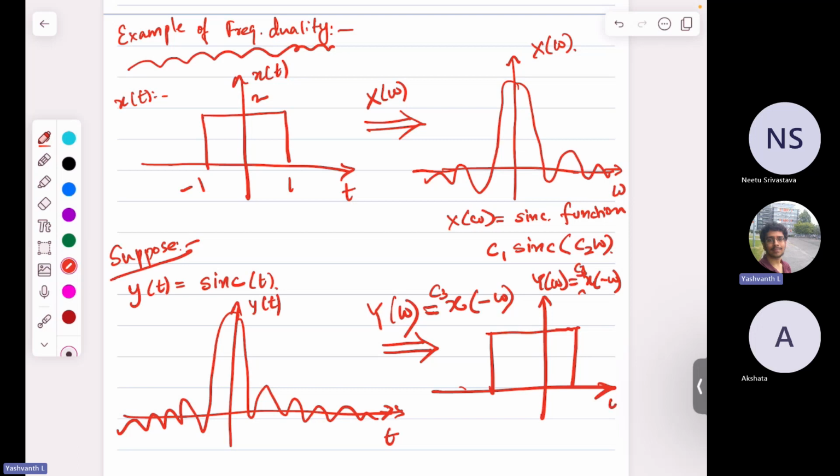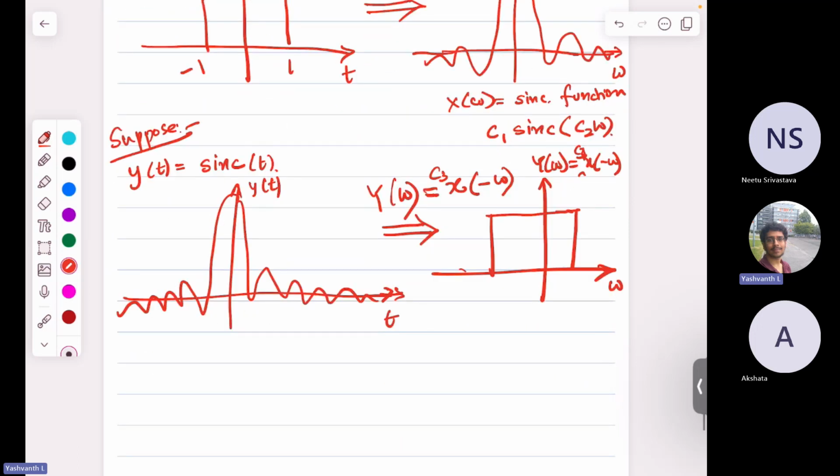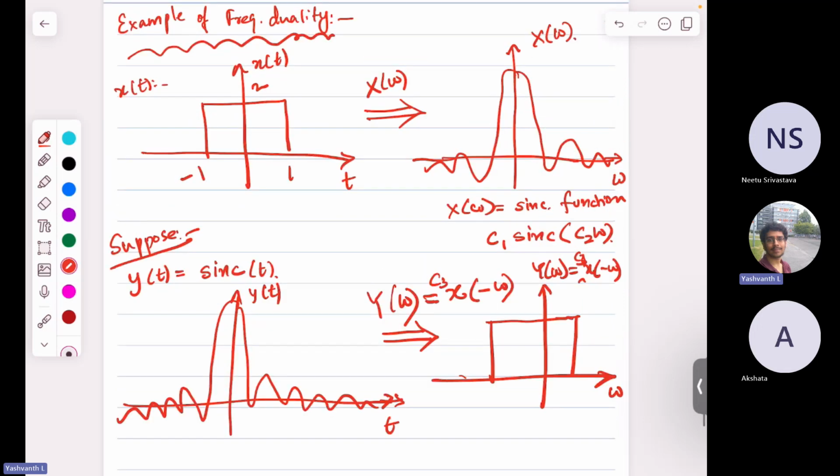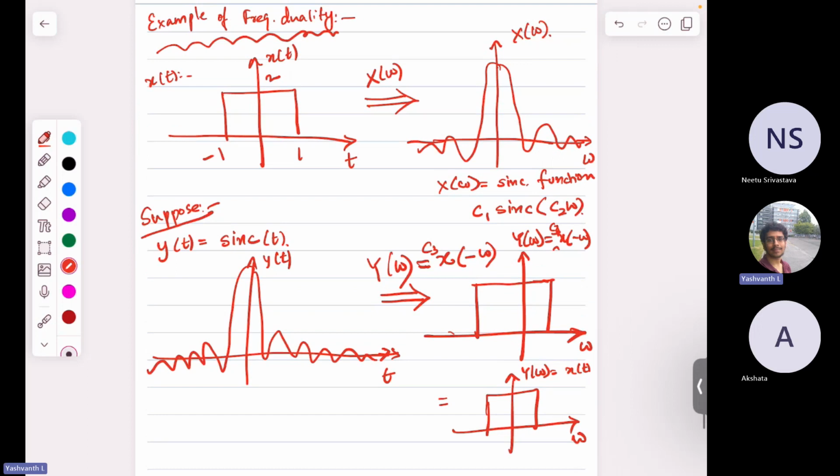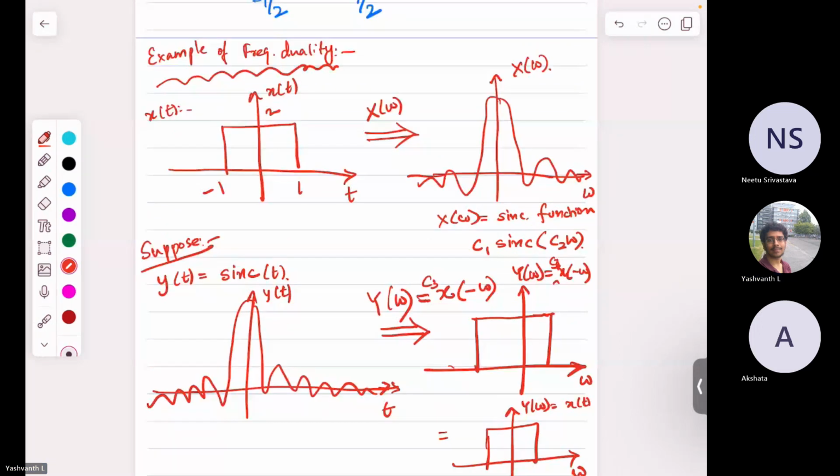Now this is a rectangular signal, right? So it is even symmetric, so x of minus omega is the same as x of omega. Flipping a rectangular signal about the y axis doesn't change it. So Y of omega is equal to just x. Did you understand what I'm telling? Is it clear?